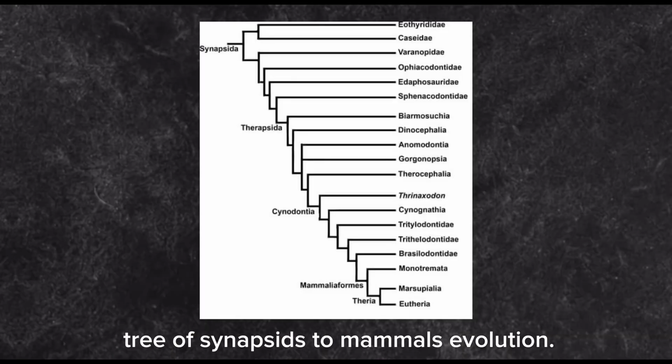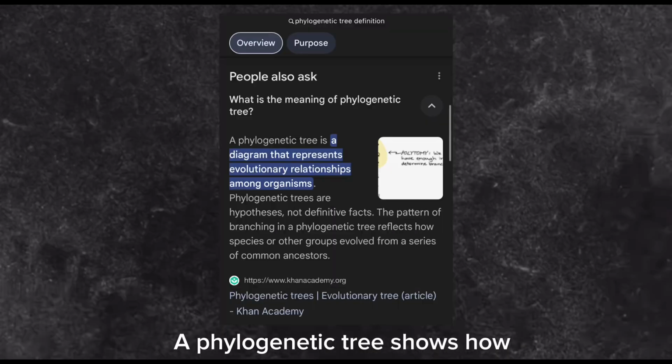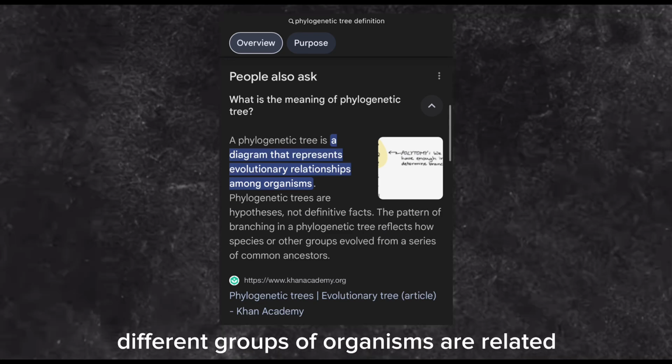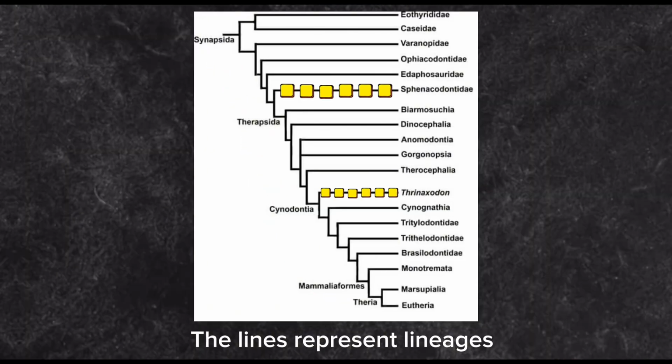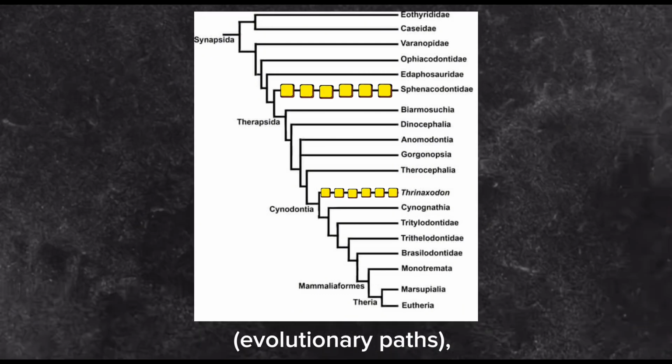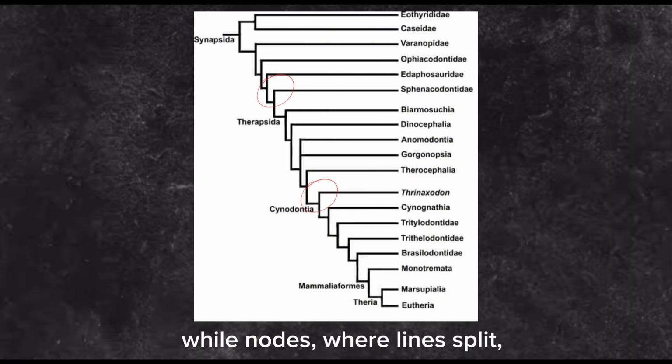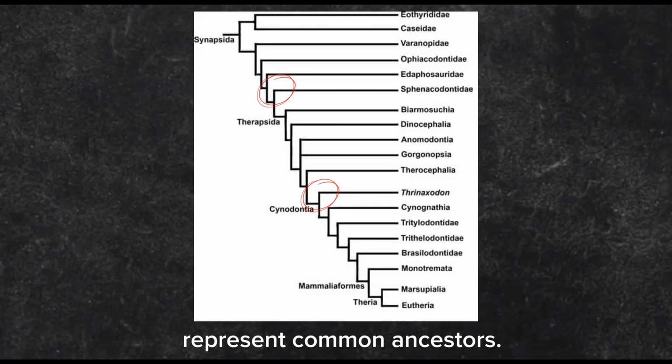So now let's talk about the phylogenetic tree of synapsids to mammals evolution. A phylogenetic tree shows how different groups of organisms are related through evolution. The lines represent lineages, which are evolutionary paths, while nodes, where a line splits, represent common ancestors.